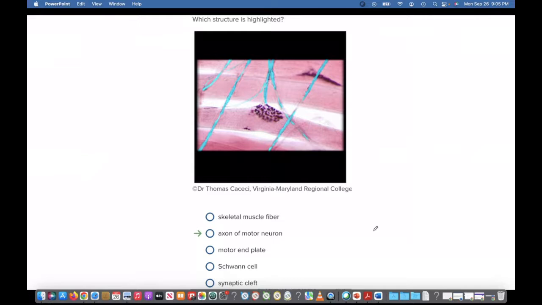Okay, here are just a few histological questions that I've seen pop up in the past on some of the McGraw-Hill Connect quizzes. So when you look at this highlighted structure, the red going across here, this is skeletal muscle, and the blue portion is the axon of a motor neuron, okay? The motor end plate would be this. That's the motor end plate. And then the skeletal muscle fiber, well, that's the red fibers running horizontally.